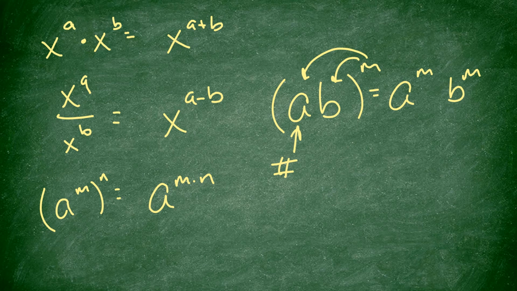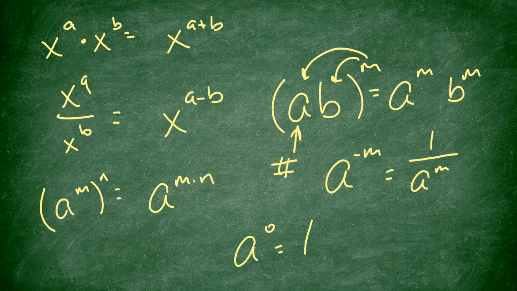We should also know that any negative exponent will be put to the opposite side of the fraction to make that exponent positive, and anything to the 0 power is automatically 1. All right, so that's all the stuff you're going to need for 5 through whatever.